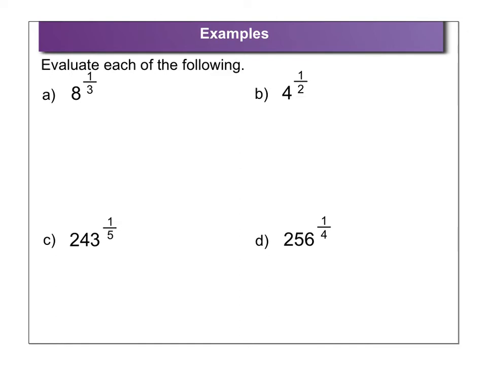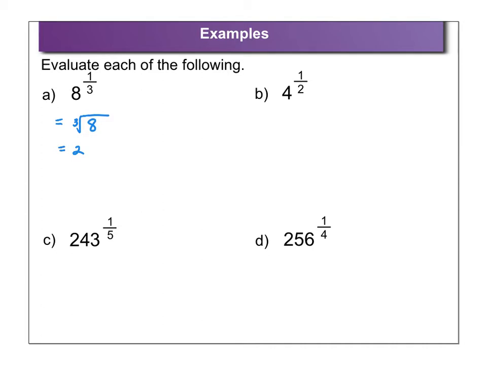Let's start by writing 8 to the 1/3 as a radical. So just like before, I'm going to write in my root sign, and I am going to place the base of my power, the 8, in the place of the radicand. The denominator in my fractional exponent is becoming my root index. So when I'm trying to evaluate this radical, I'm asking myself what number multiplied by itself 3 times gives 8. Thinking it through, I know that that answer is 2.